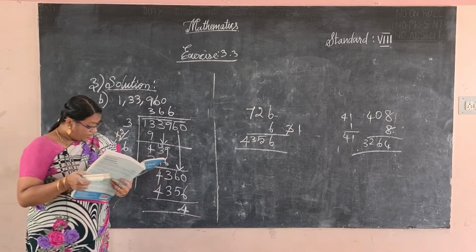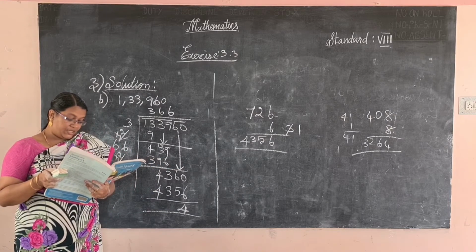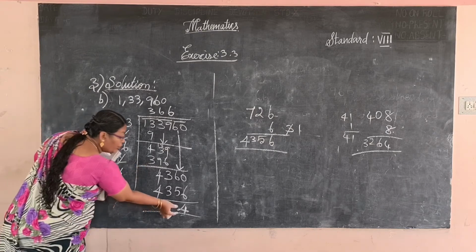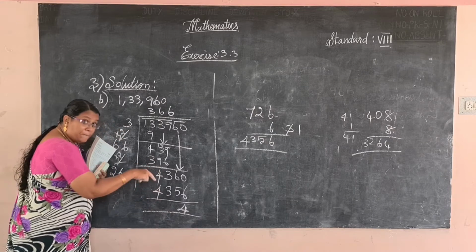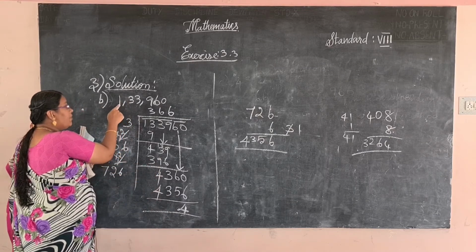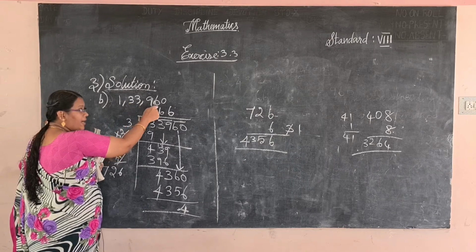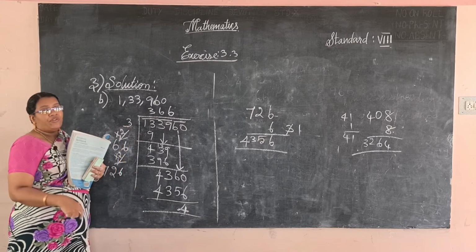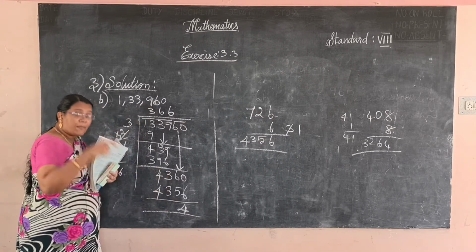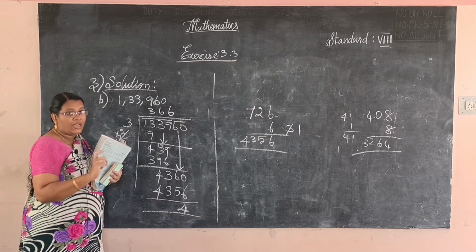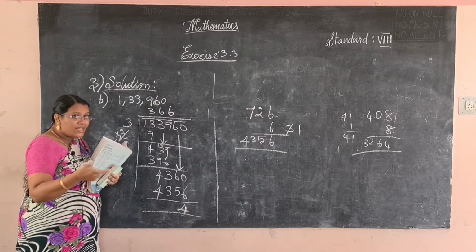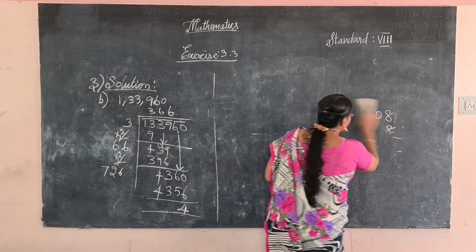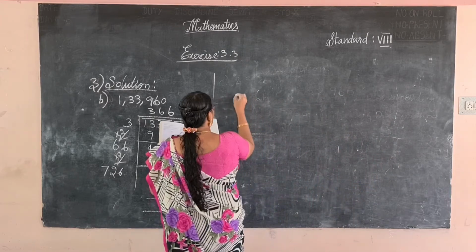What did the question ask? Find the least number which must be subtracted from the given number. So the least number we found is 4. This number subtracted from the given number, 1,33,960, gives the perfect square. So what is the least number, the smallest number? 4. Right, then subtract the remainder.